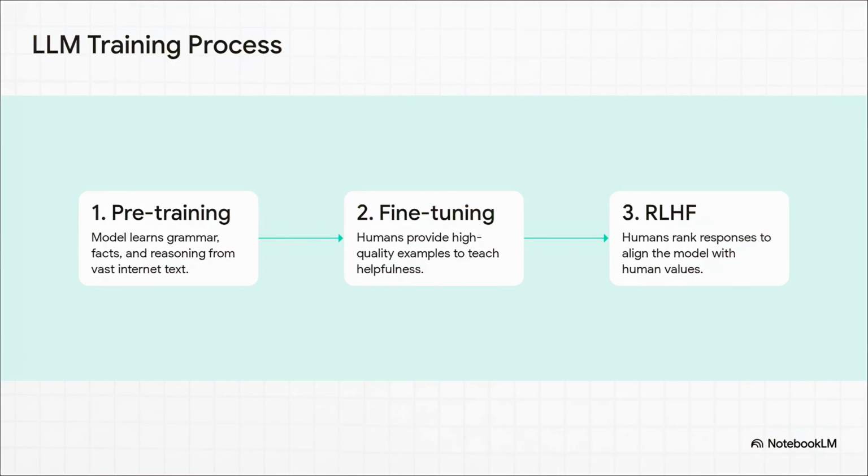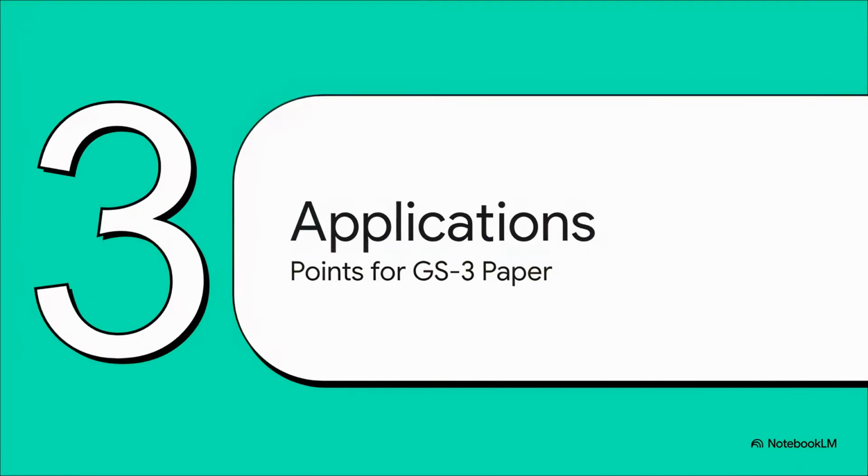And finally, there's RLHF, which is where human rankers essentially vote on the model's answers to make sure it's helpful, harmless, and aligned with our values. Okay, so we get how they work, but why does this matter to you as a future policymaker?